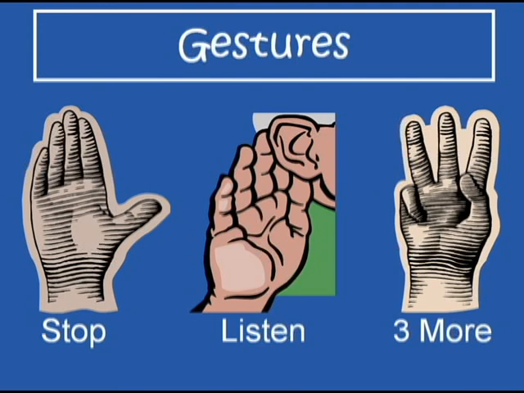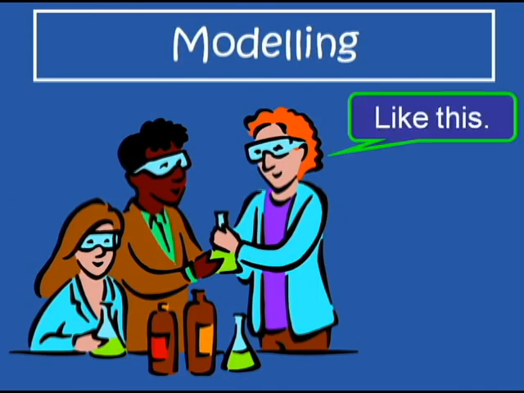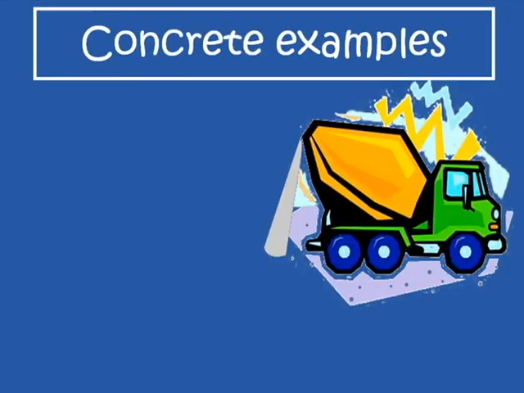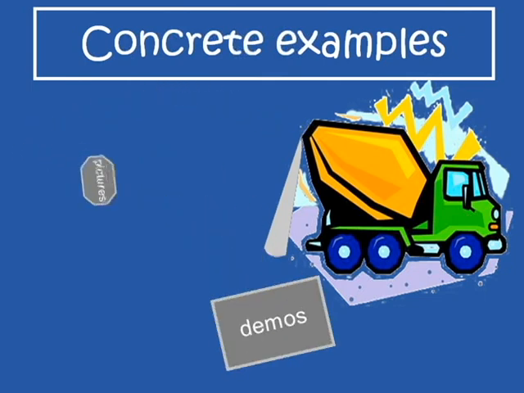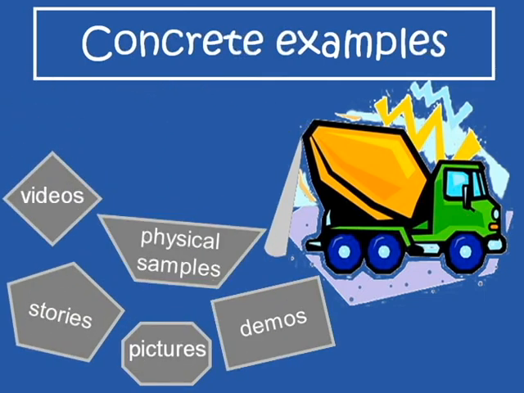Gestures and modeling prompts are useful for increasing understanding. Examples may include putting your hand up to indicate stop, modeling a process, or using the words like this and gesturing the desired action. Concrete examples are also useful for increasing understanding. Examples include pictures or physical samples of a desired outcome.